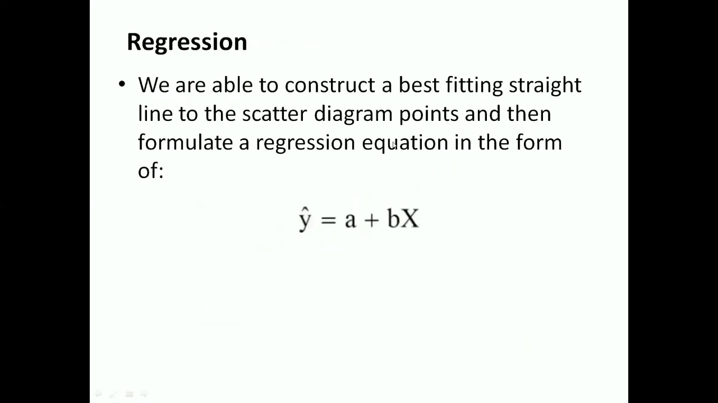So we are able to construct the best fitting straight line to the scatter diagram points and then formulate the regression equation in the form y hat is equal to a plus bx. This is the line formula. That equation of line form is y is equal to a plus bx. In this method, we minimize the sum of square errors.